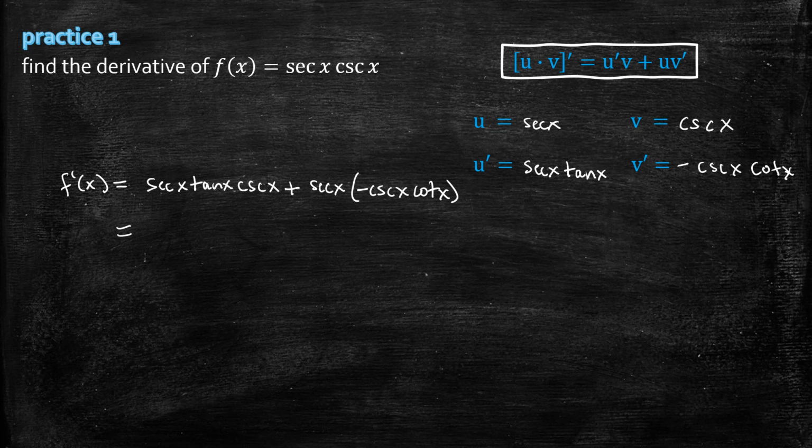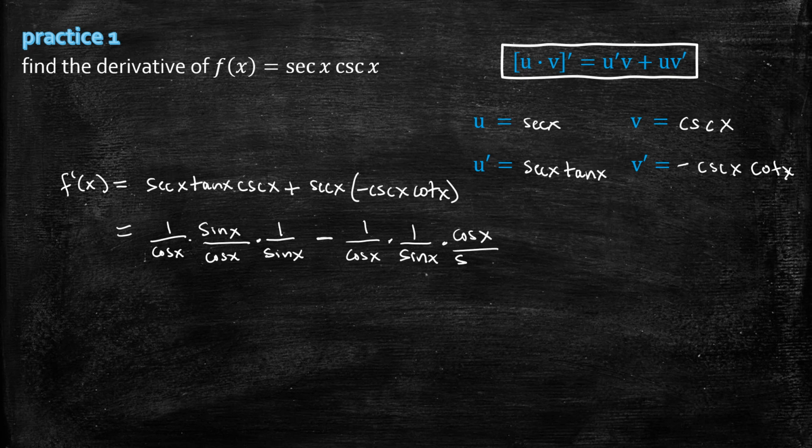So let's write secant x as 1 over cosine x. Let's even write tan x as sine x over cosine x, and cosecant x is 1 over sine x. Now that minus will come out here. Secant x is 1 over cosine x, cosecant x is 1 over sine x, and cotangent is cosine x over sine x. So now we see some things canceling out. It seems like sine x cancels here, and cosine x cancels there.